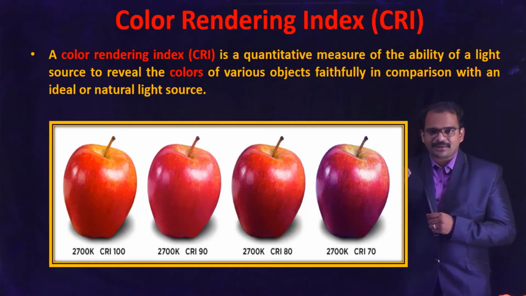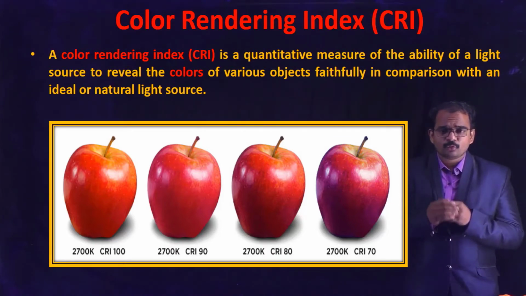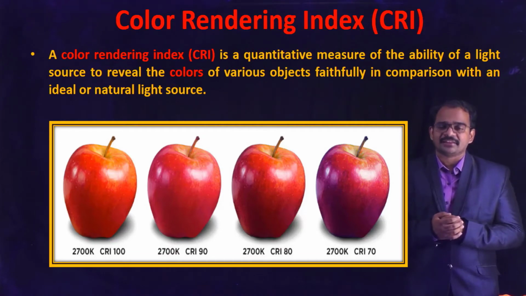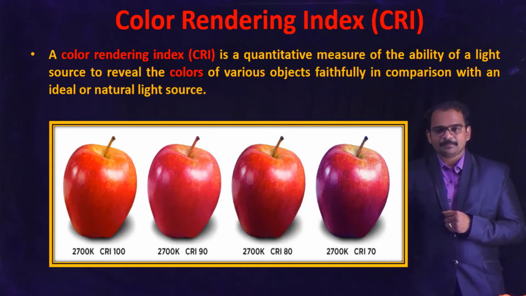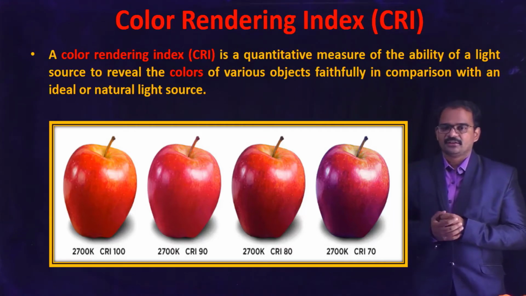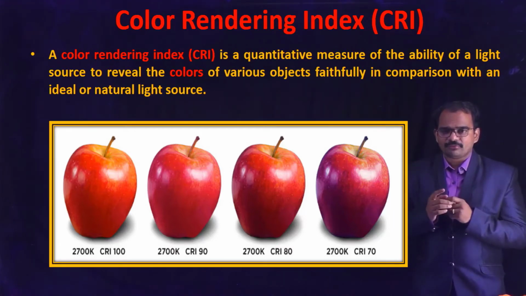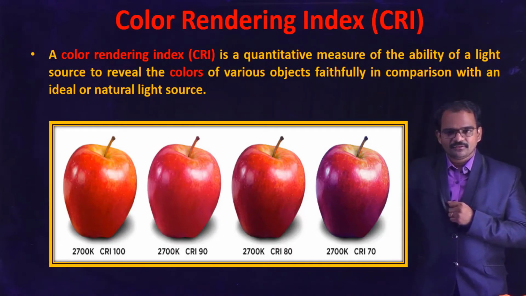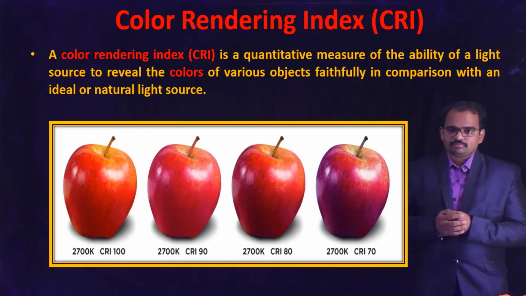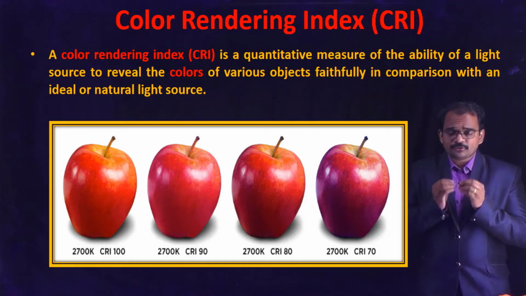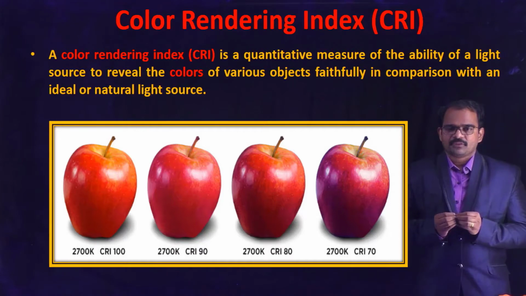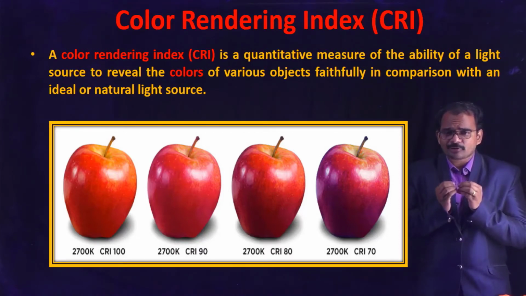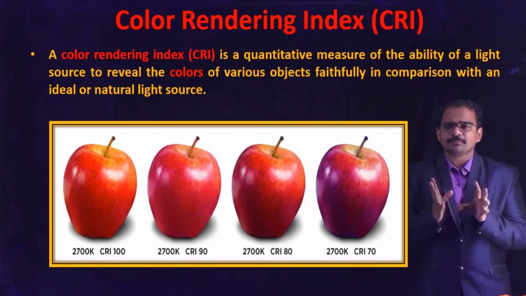Now, when I take the same apple and keep it under a light source whose color rendering index is 90, then the actual color of the apple will not be reproduced in this particular lighting. I'll take an apple and keep it under the sun or a natural daylight, and take a photograph of it, and that photograph will appear as it is in the first apple, right? Now, that photograph will reproduce the actual color of an apple, and when any light source reproduces the actual color of any object, it is nothing but a CRI of 100.